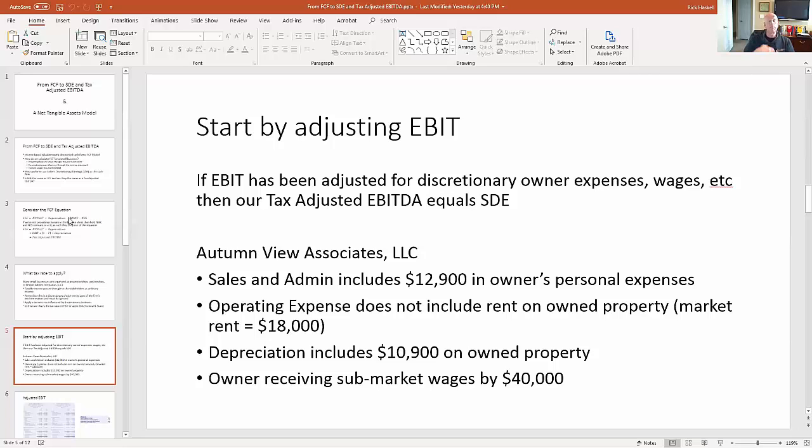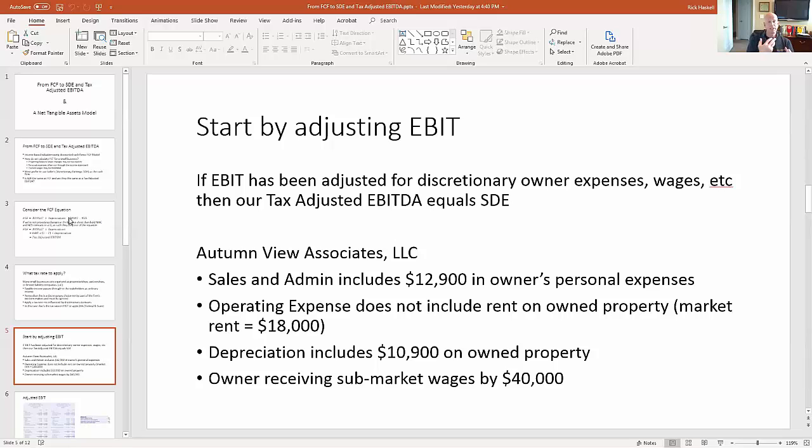So we're going to back those out of the operating expenses. We also recognize the operating expenses don't include any rent because Autumn View happens to own its own building. And it's not owned by the partners necessarily. It's owned in the Autumn View space. And so we have to think about the effect of it not paying rent.